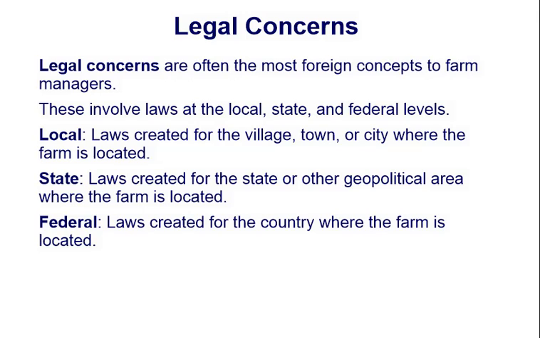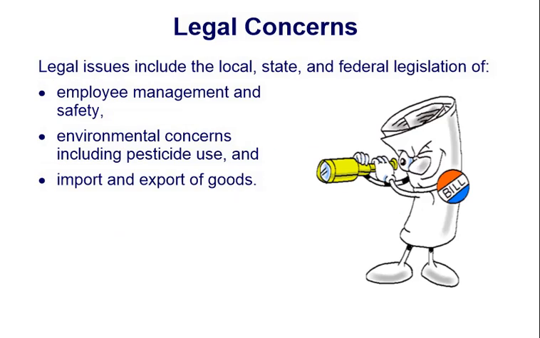Legal concerns. Legal concerns are often the most foreign concepts to farm managers. These involve laws at the local, state, and federal levels. Local: laws created for the village, town, or city where the farm is located. State: laws created for the state or other geopolitical area where the farm is located. Federal: laws created for the country where the farm is located.